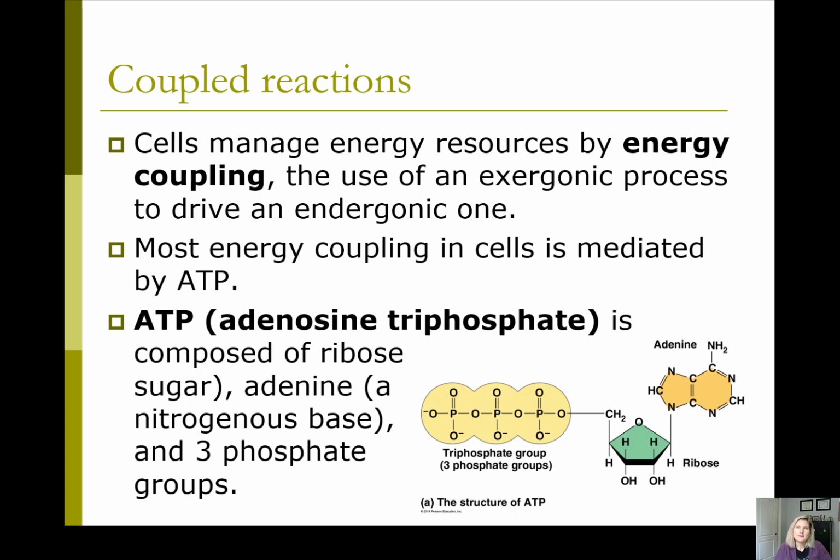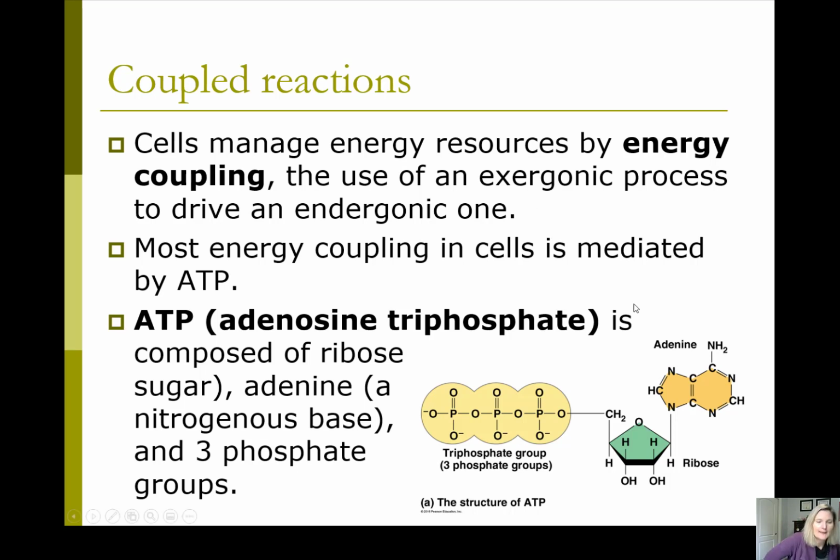But what is interesting about it is that ATP is going to be formed into ADP plus a phosphate group, and then can be combined to form ATP again, and then that can be used to form ADP and phosphate, releasing energy, and then that can be combined to form ATP again. So that's called energy coupling: the use of an exergonic process to drive an endergonic process. Most energy coupling in cells is mediated by ATP because of that process.